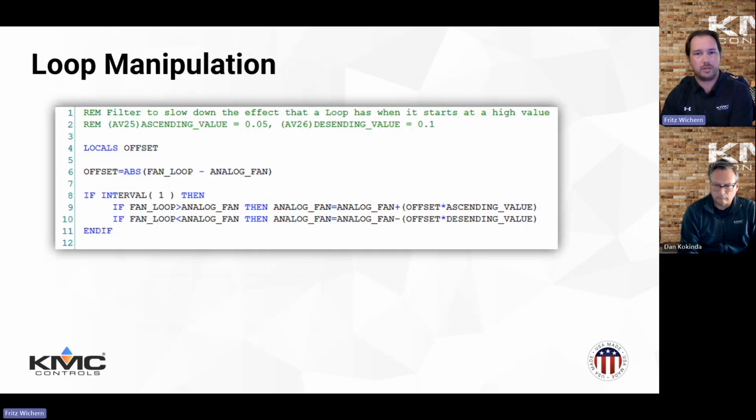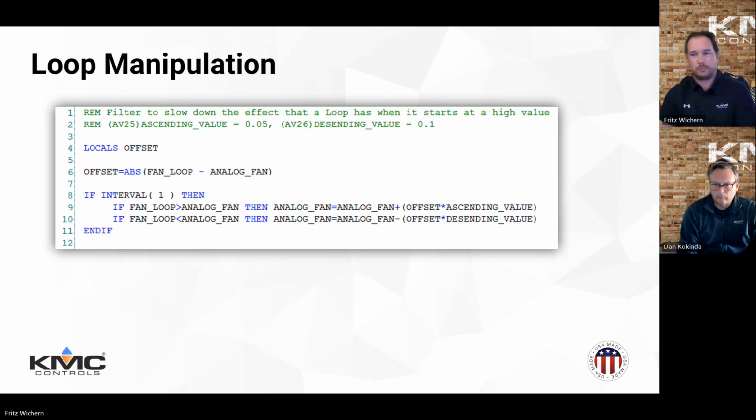This one is just a little bit of loop manipulation that I believe this one came from Gene as a way to slow down a loop that may be starting out and controlling fast. You can add in some variables here to be able to slow it down as far as how fast it's increasing or descending by taking a look at the fan speed and then this analog fan variable to calculate that out.